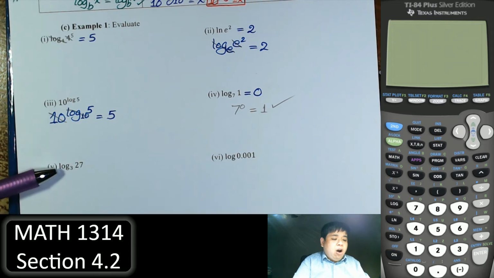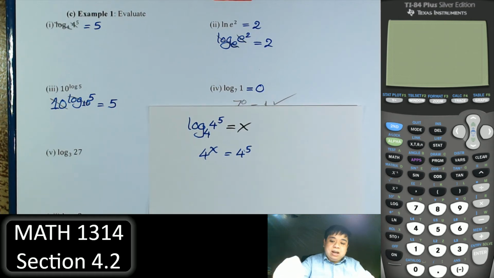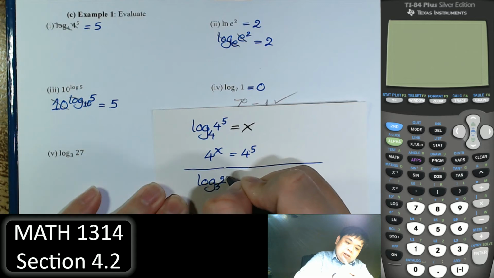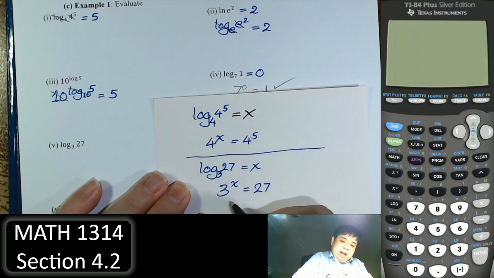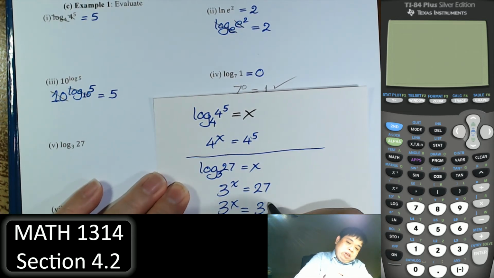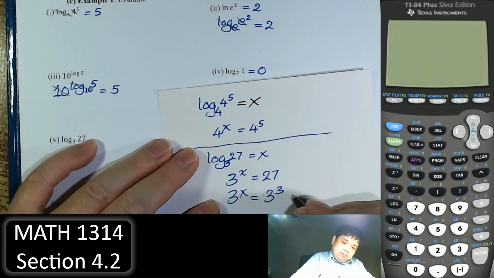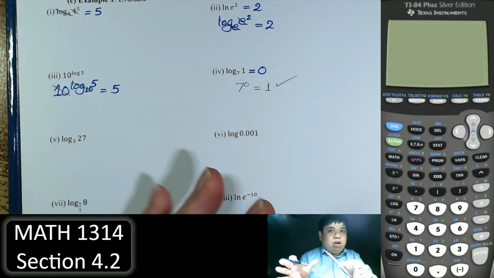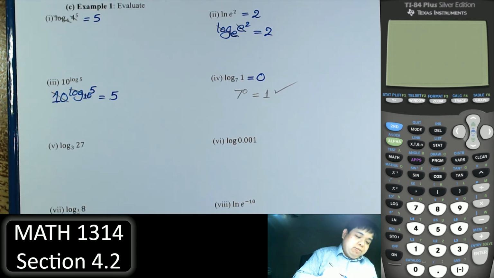Now we have log base 3 of 27. Again, if we don't know what it is, we can always make that equal to x, and then we swap. So 3, and then the x goes to this side, 27 goes to the other side. And then we can write 27 is 3 cubed. Now both of them have base 3, so x is equal to 3. We can always do that. If we don't know what the log is, make that equal to something, and then swap to exponential form, right?